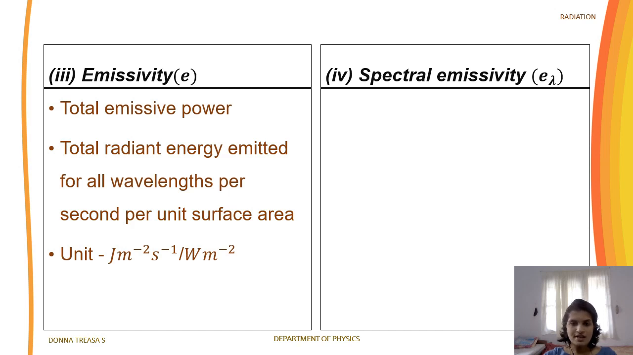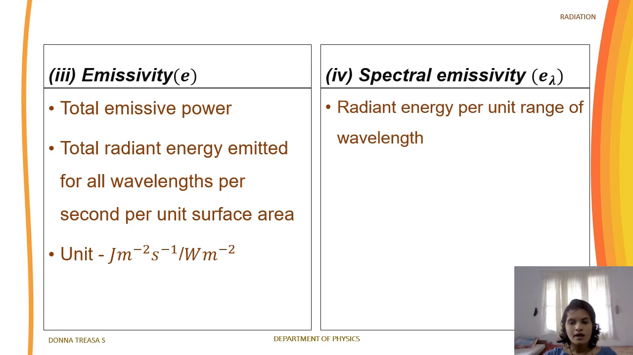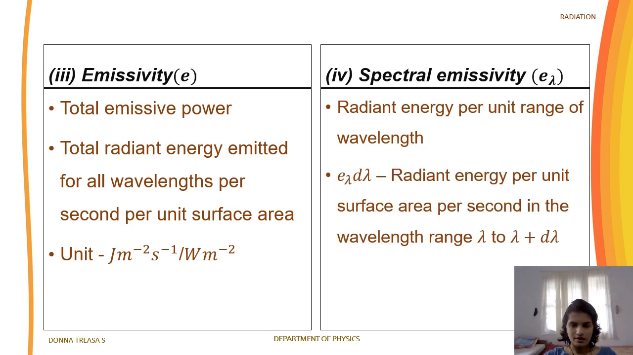Just like the previous case, there is also a relationship between emissivity and spectral emissivity. Spectral emissivity is the radiant energy per unit range of wavelength. So here it is for unit range of wavelength, and emissivity is meant for all wavelengths. Also, there is a relationship connecting E and E lambda, which can be understood as follows. E lambda d lambda is the radiant energy per unit surface area per second in the wavelength range lambda to lambda plus d lambda.